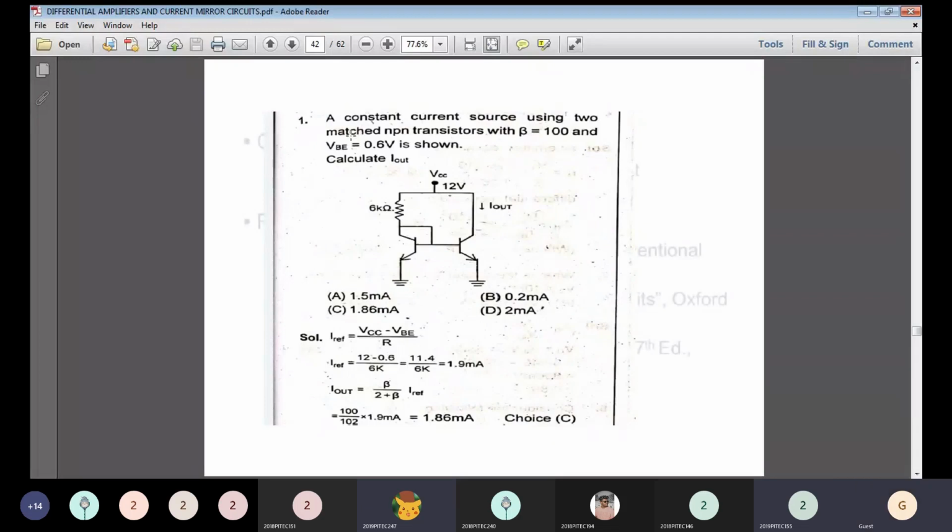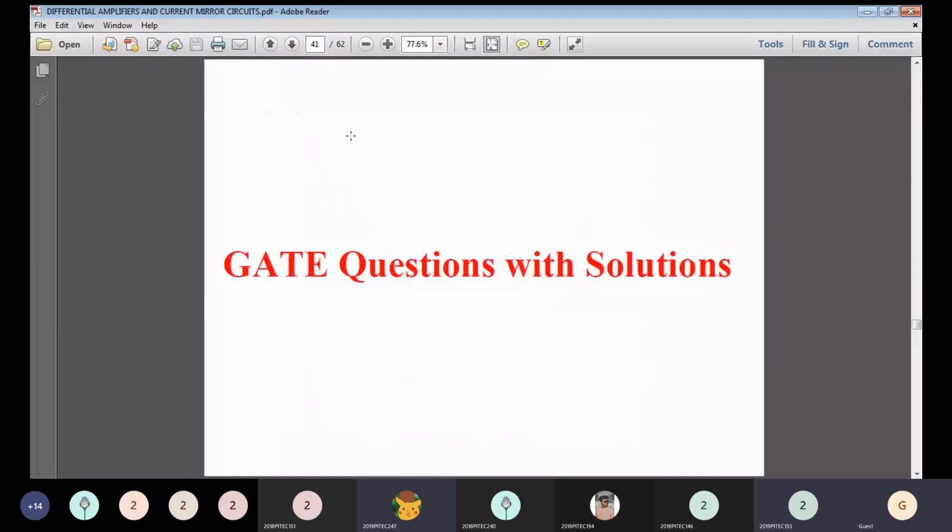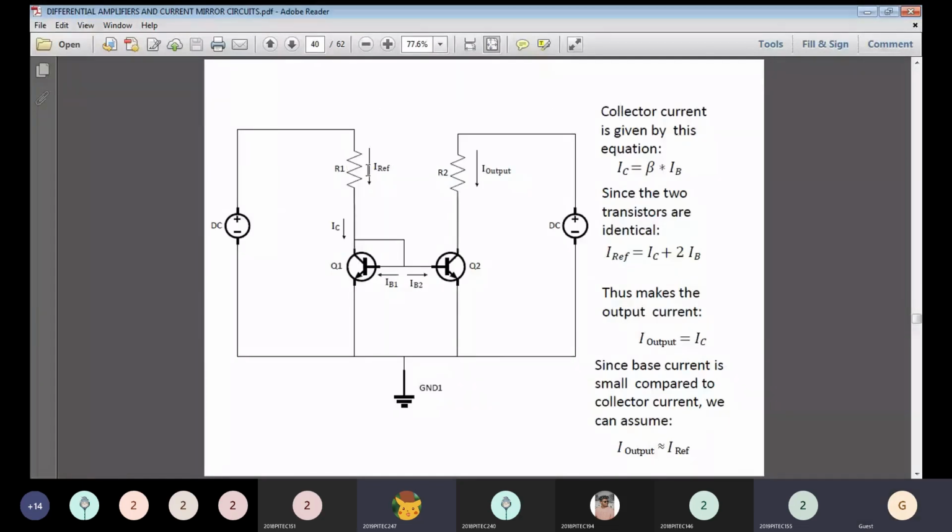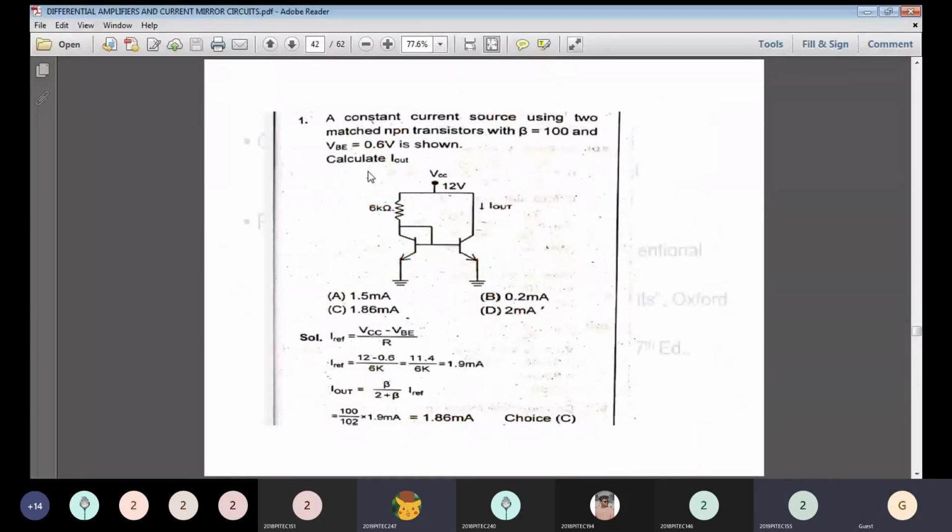What is I out? First, recall the concept. I out is equal to I reference, when IB is very small. So what is the I reference value here? See, I reference is this one. Imagine the circuit.